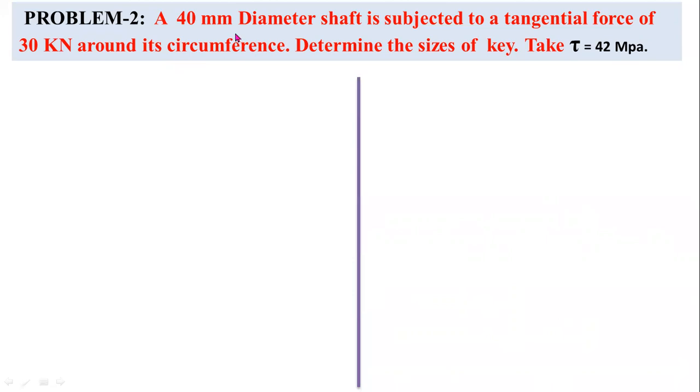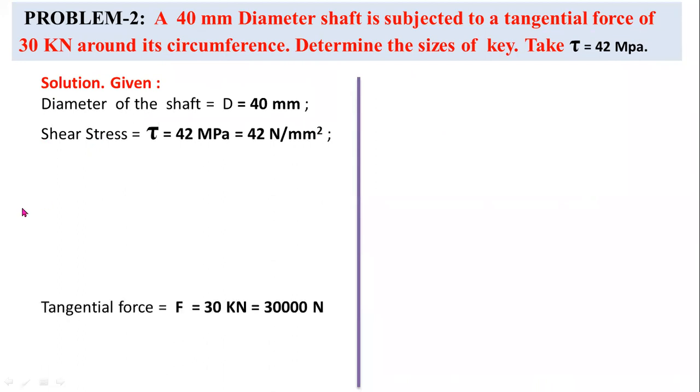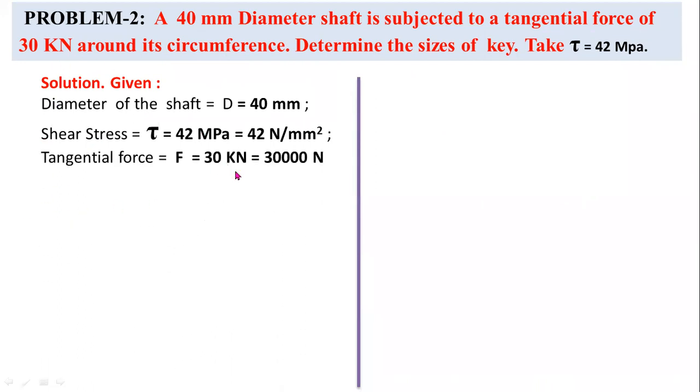Here the diameter of the shaft is given. The diameter of the shaft is 40 mm, and here the tangential force is given. Tangential force means shear force. From the given data, diameter of the shaft capital D equal 40 mm, and tangential force or shear force F equal to 30 kilonewtons. 1 kilo equal to 1000, so 30,000 newtons is the shear force or tangential force.